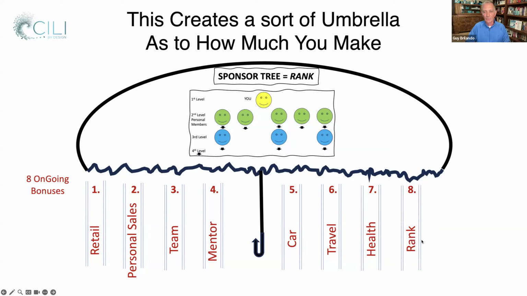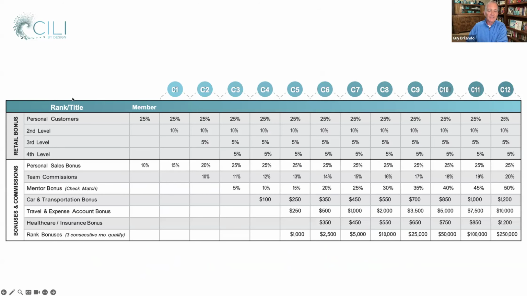And then the last one we have are those one-time rank bonuses, which start at C5, C6, all the way up to C12, and it's $443,000 collectively. So it is definitely a lot of money. You can see all this laid out in the chart right here. Here's your retail bonus, those fourth levels, and how you make money off of their customers. And then you have the different bonuses we just covered on that chart as well. So that is it, quick and dirty, and that is the bigger picture of how this compensation plan works.